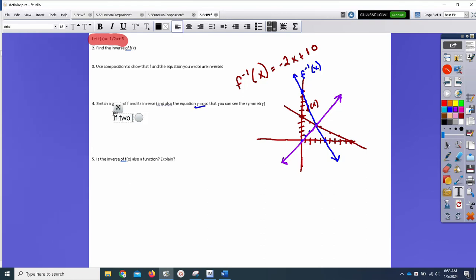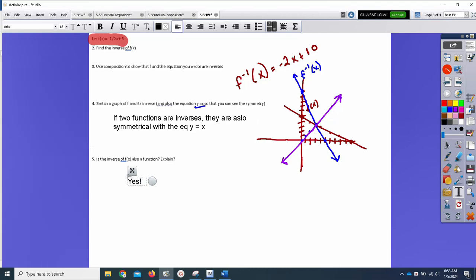If two functions are inverses, they are also symmetrical with the equation y equals x. The identity function. So, here we go. Is the inverse of f of x also a function? The answer to that is yes, it is a function.